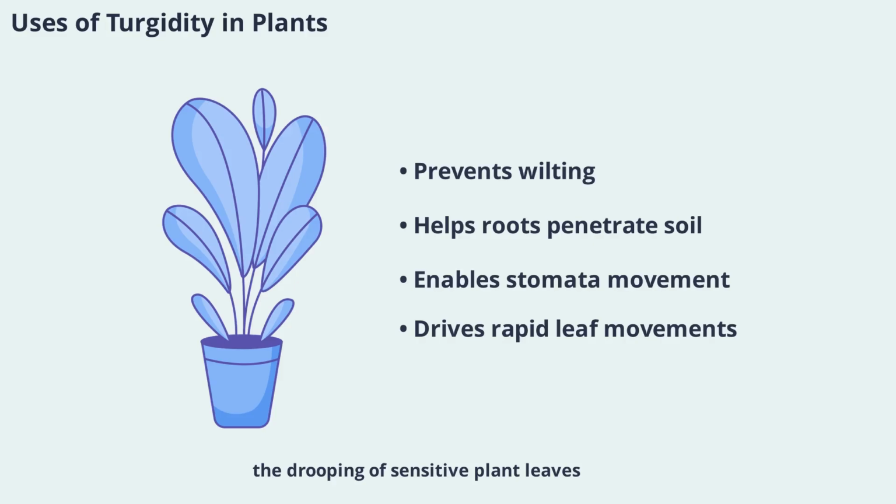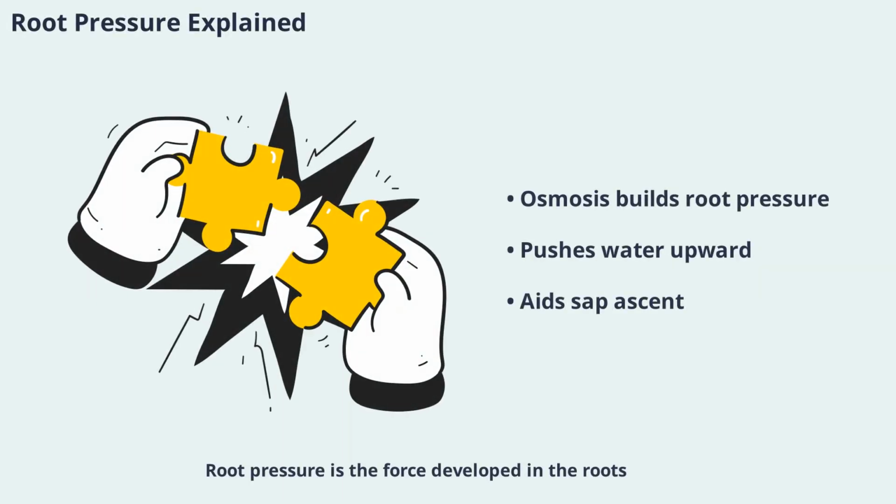Root pressure is the force developed in the roots due to the continuous inward movement of water by osmosis. This pressure helps push water upward through the stem, especially in herbaceous plants. As turgid cells press against each other, the force increases, and when water reaches the xylem vessels, it enters with considerable pressure, aiding the ascent of sap.